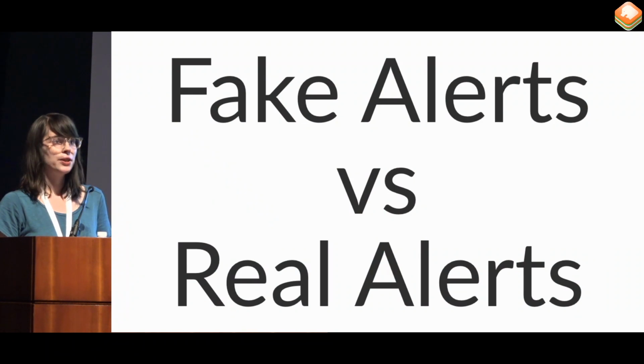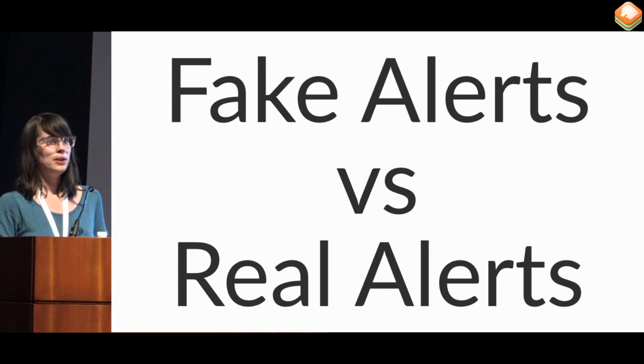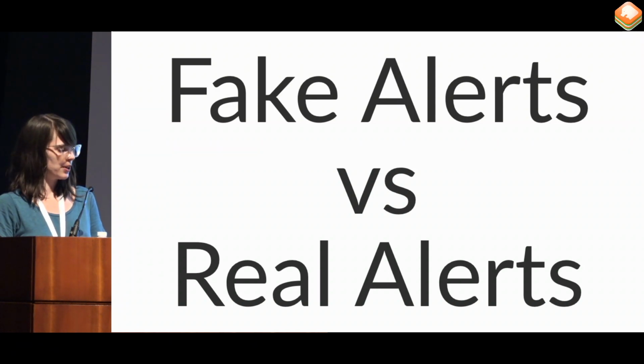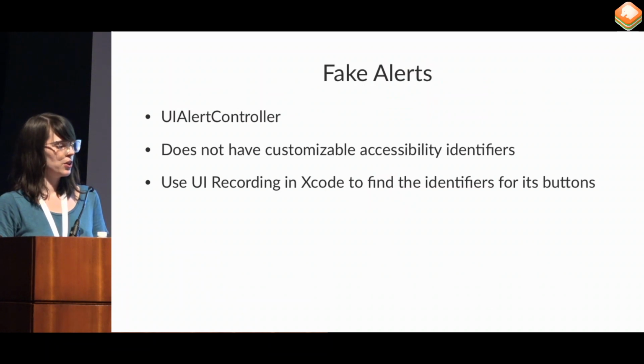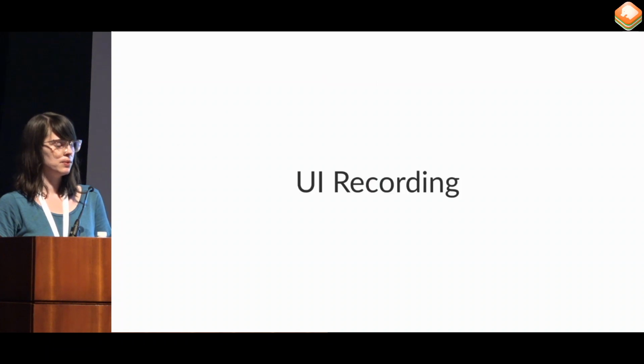As I said earlier, we have both fake alerts and real alerts. These two alerts are implemented differently, and they require different approaches for testing. For system alerts, we can use the UI interruption monitor. The fake alerts are UI alert controllers. Since they're UI alert controllers, they do not have customizable accessibility identifiers that we could use for tapping. But every UI element does have an identifier. We just need to find it.